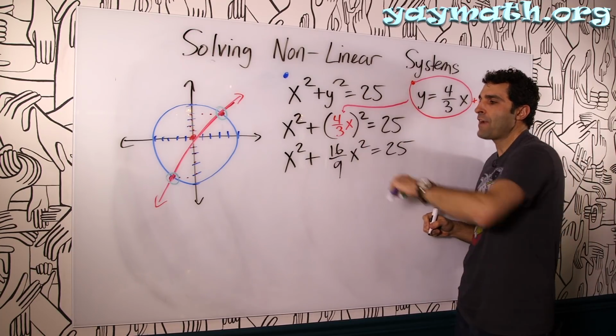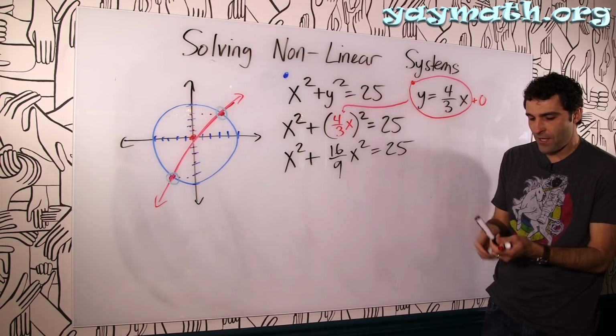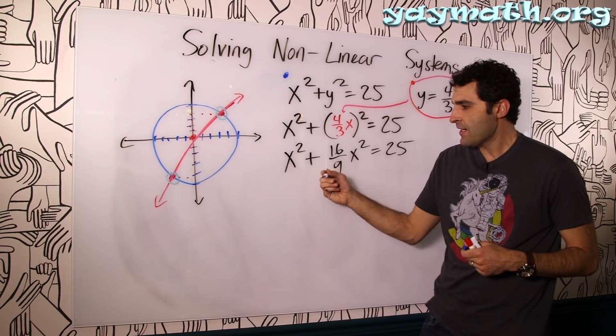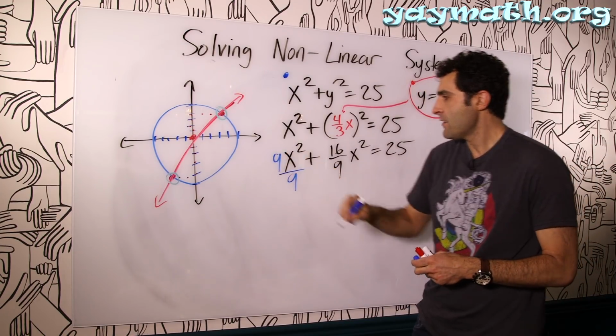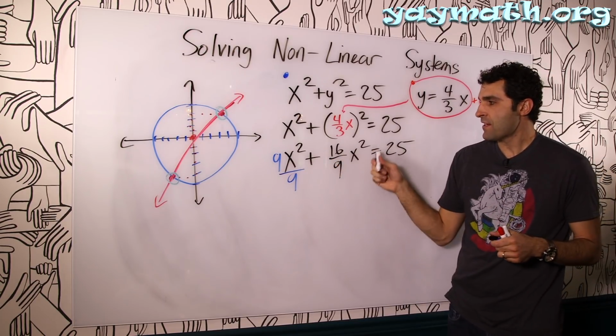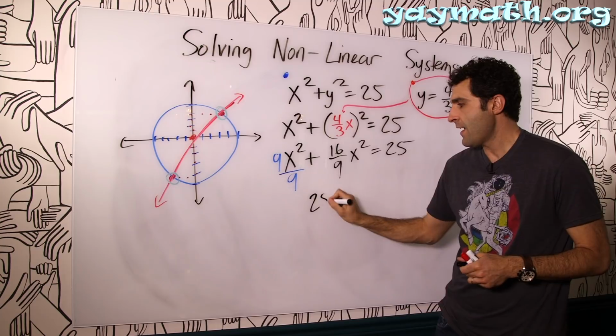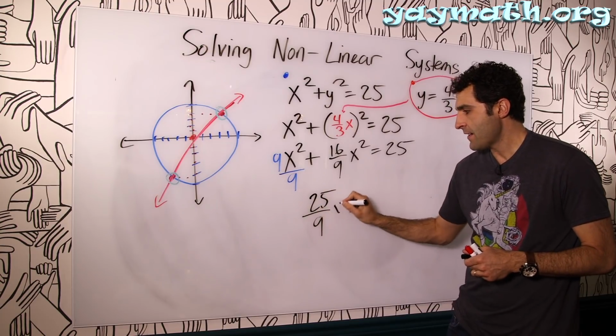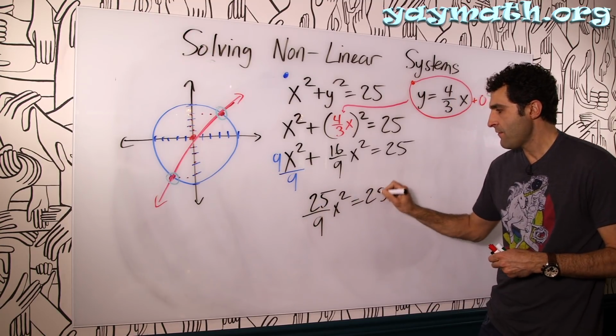We need to add fractions, so we require a common denominator. That denominator will be 9. Here it comes, 9 and 9. All right, continue to add. 9x squared plus 16x squared, that's 25 over 9 x squared equals 25.